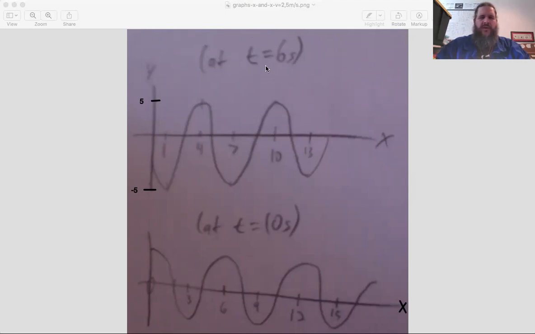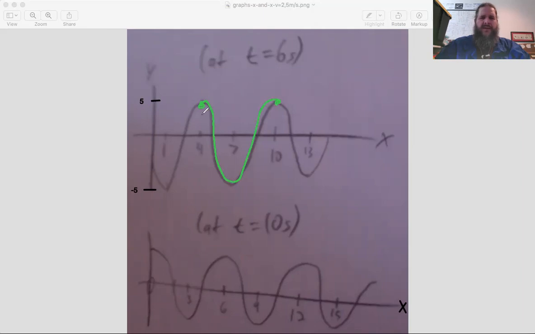So for instance, one cycle would be from where to where, for example? Like for example, +5 to another +5. I guess it's a crest. Yeah, in terms of the Y values, a high point to the next high point. Okay. So this would be one full cycle.